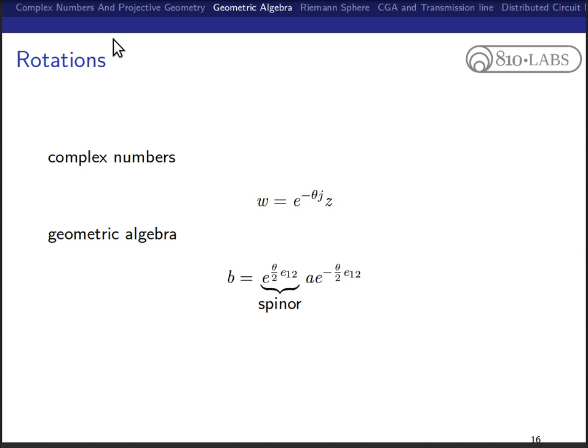Okay, so how do we do rotation? In complex numbers, we rotate things like this. W is a complex number, and we're going to rotate the vector z using a complex exponential of e to the theta j. In geometric algebra it's similar, except there's what they call a two-sided or sandwich product rule, where you put a rotation half angle on either side of it. The reason you have to do this is because this is the way to generalize rotations to arbitrary dimensions. So we might as well start doing it too.